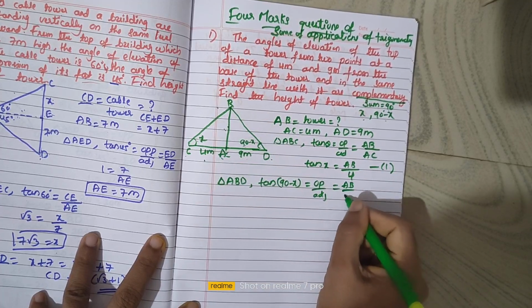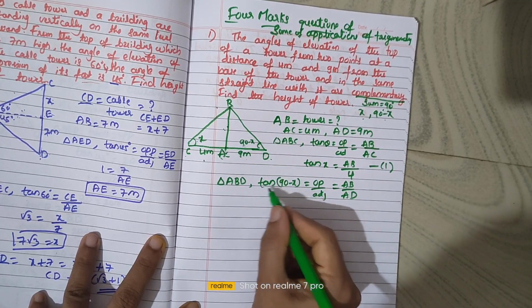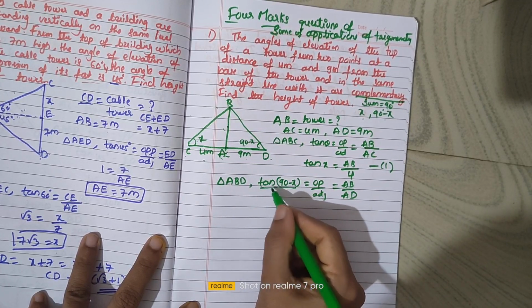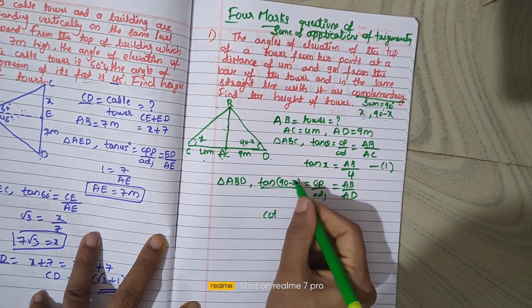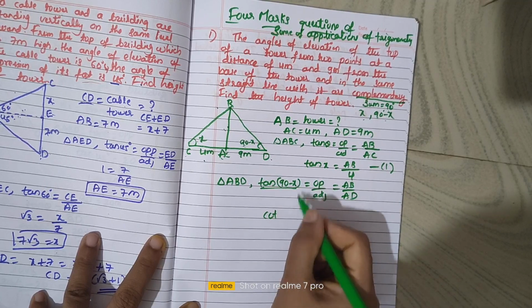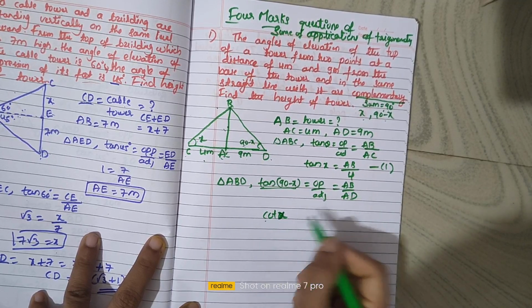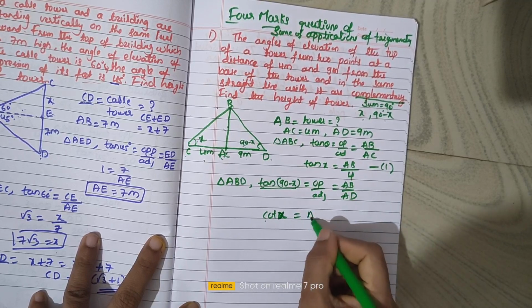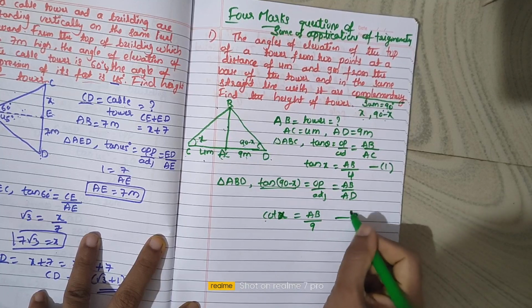So that is AB by AD. Here tan of 90 minus x, we know the complementary angle relation: tan of 90 minus theta is cot theta, where x is theta here. So this is cot x. AB we don't know, divided by AD, which is 9. I call this equation number 2.